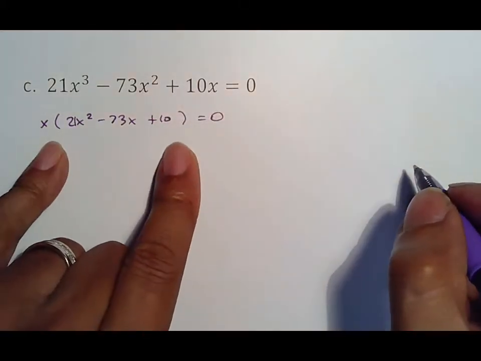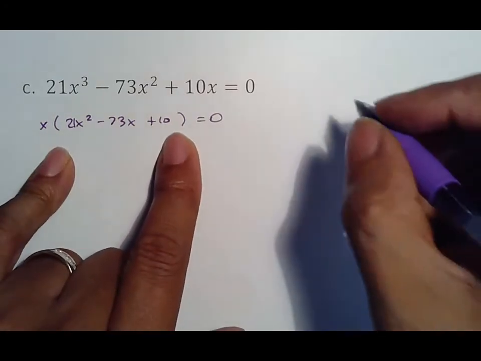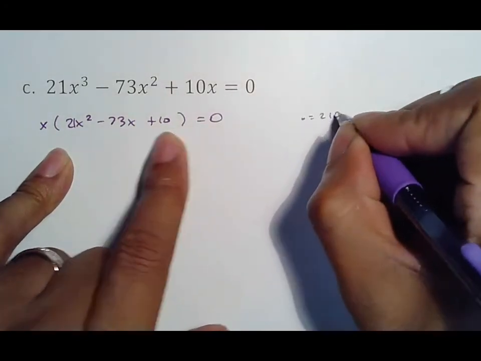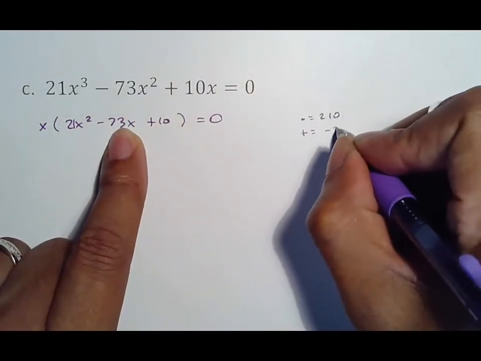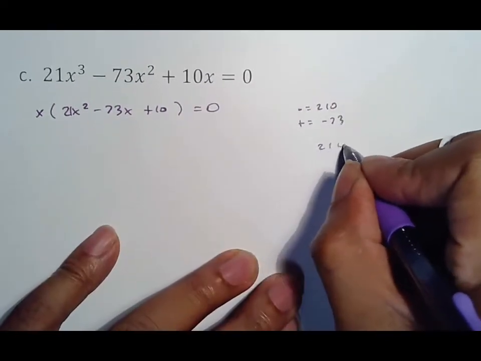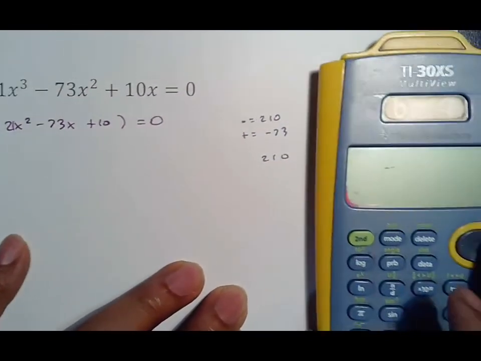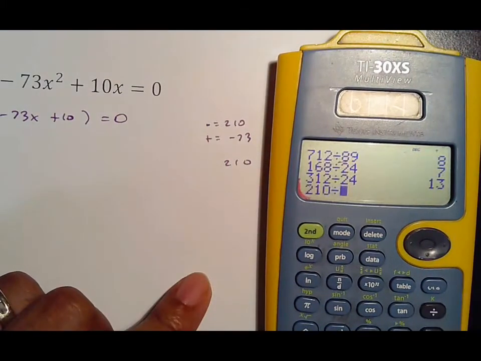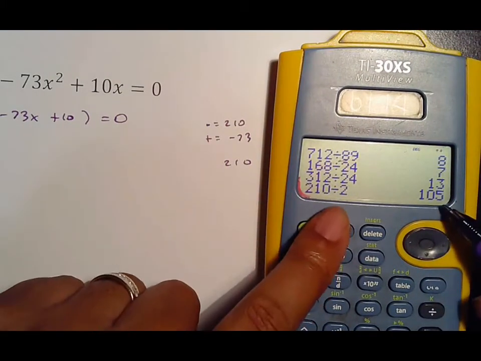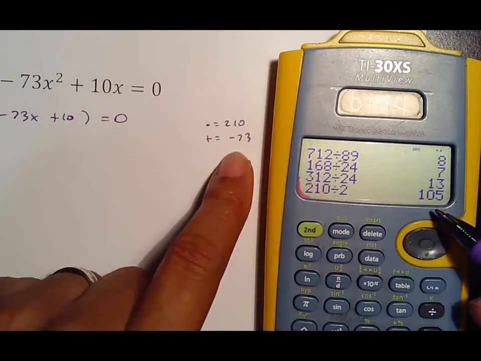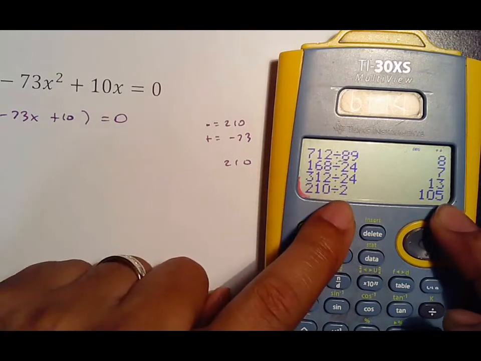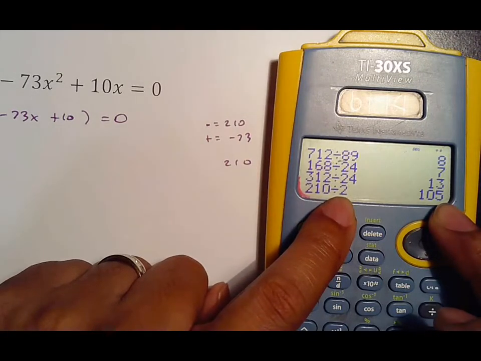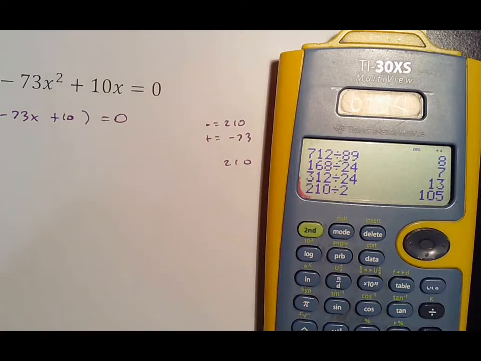And so now I want to factor the inside and kind of ignore the x, but again, that would be numbers that multiply to be 210, add to be negative 73. I'm just going to use my calculator and do it the old-fashioned way here. So 210 divided by 1 obviously is not it. 2 and 105 obviously don't make 73 no matter if I add or subtract. So again, I'm just kind of looking for numbers that make what I need.